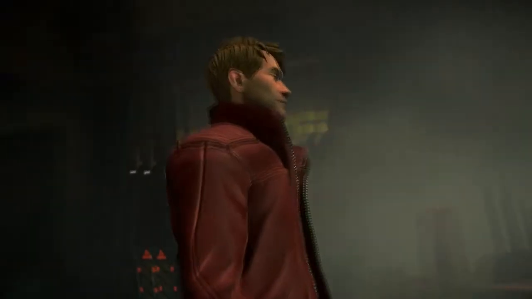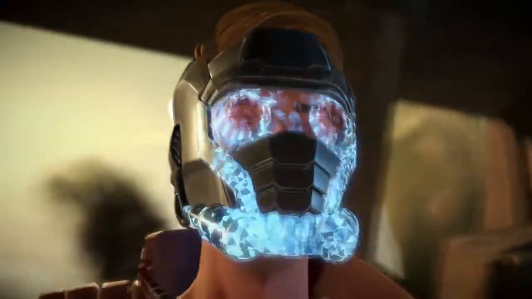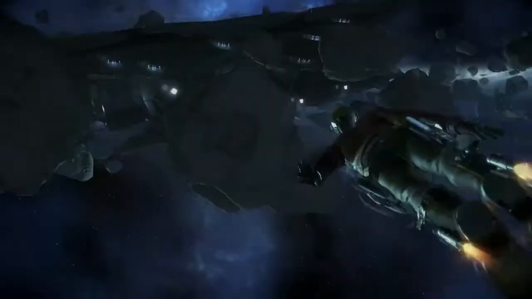Okay. So, the characters look really good. They look more like their comic book form than the actual film, and I really like that. So, they're not giving way too much away here.